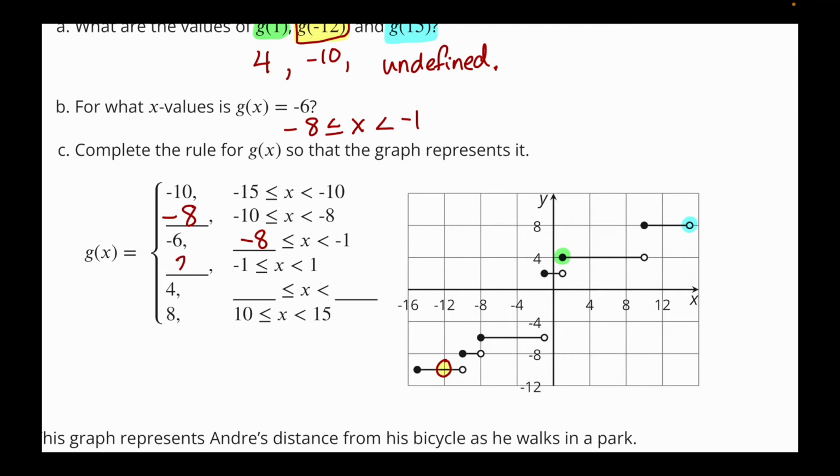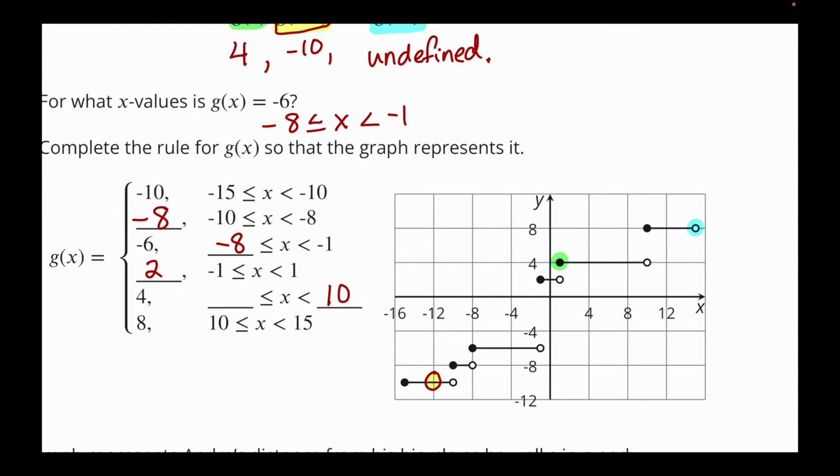So this would be up output value of positive 2. Let me actually make that look more like a 2. Okay. And then we want to know what are the boundaries for when it is equal to 4. So it's equal to 4 right here. So this looks like positive 1 and up to 10, but not equal to 10 because it's an open circle on this one. So that's why we have, yep, not equal to, it's just less than. So less than 10. And then our starting number was 1.